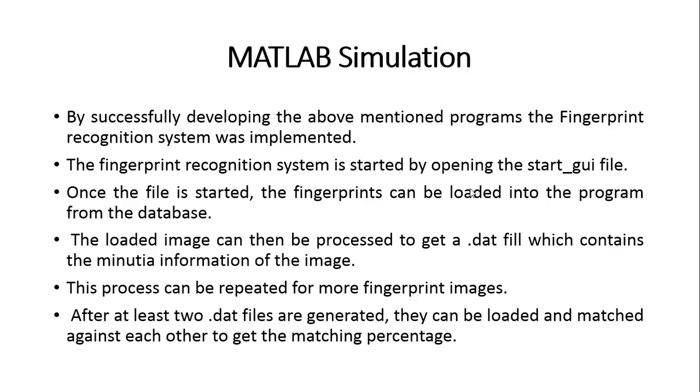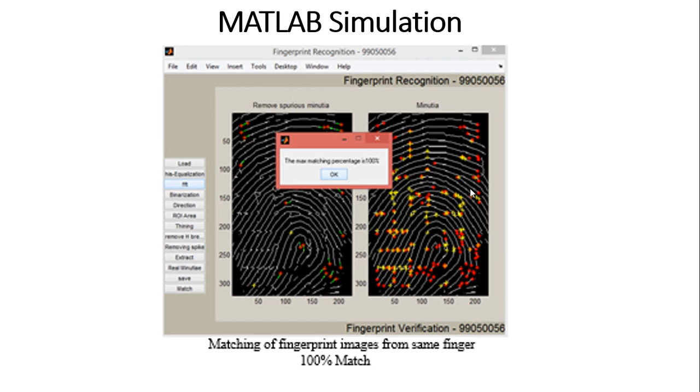By successfully developing the above mentioned programs, the fingerprint recognition system was implemented. Once the file is started, the fingerprints can be loaded into the program from a database. The loaded image can then be processed to get a .dat file which contains the minutiae information of the image. This process can be repeated for more than 2 fingerprint images. Once at least 2 of these DAT files are generated, they can be loaded and matched against each other to get the matching percentage. A screenshot of the MATLAB simulation is shown here.